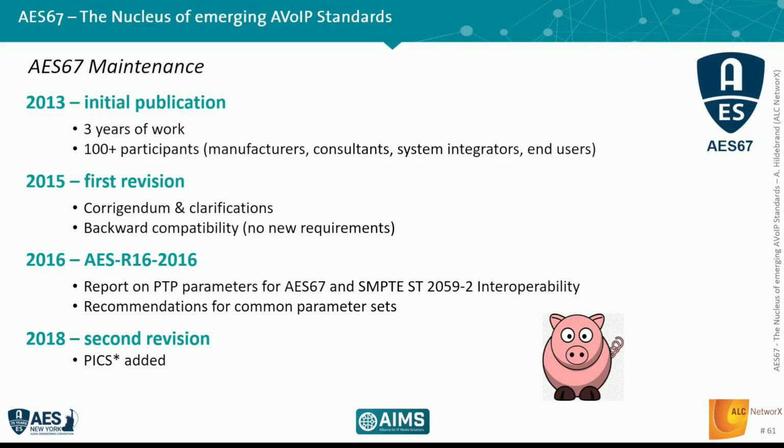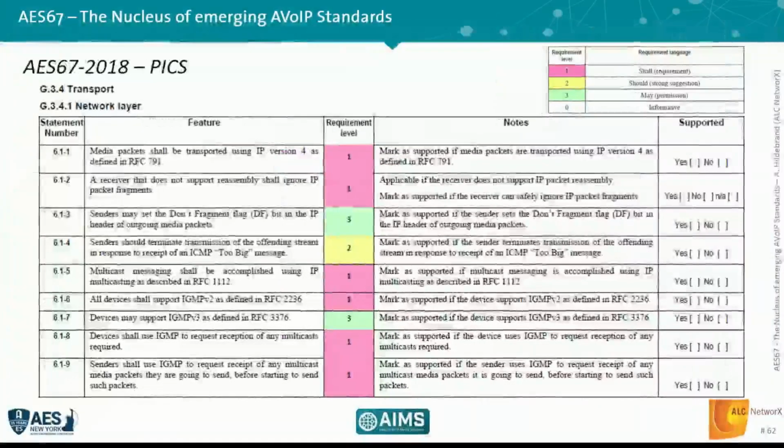We added PICS. Well, not those animals which you can see here, so that's not what we added. PICS is a protocol implementation conformance statement. Sounds weird? Yeah, it's still weird, but it's very simple. We took all the mandatory requirements and optional things we define in AES67 and put them into very simple sentences or lines, gave them the requirement level qualification, and then implementers could test or check their equipment.